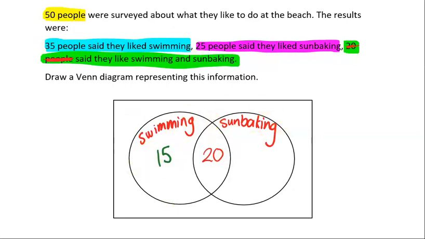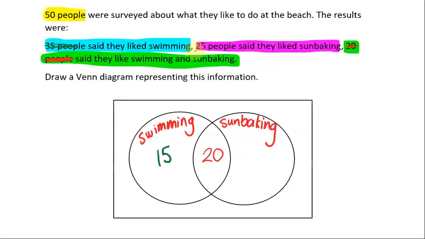And in the sunbaking section, we know we filled in our 35 altogether now. We know 25 people liked sunbaking. Altogether, 25 people were sunbakers. So that means our whole circle needs to add up to 25. We already have 20, so we only need 5 more people in the sunbaking section. We can check some of these numbers now to see if they make sense. Swimming, we have 15 plus 20, which was 35 people. Good. Sunbaking, 20 plus 5, which was 25 people.